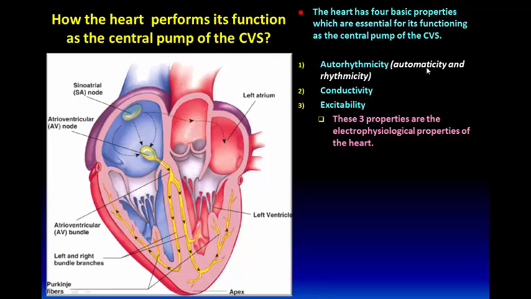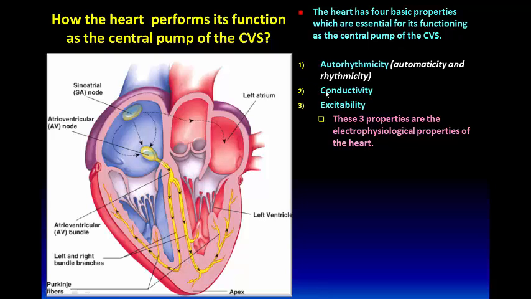And these cardiac impulses are generated in a regular rhythmical way, and this is what we call rhythmicity. Together, automaticity and rhythmicity are collectively referred to as autorhythmicity. Then the second physiological property is the ability of the heart to conduct these cardiac impulses to reach the contractile cells, the myocytes, in the walls of the atria and interatrial septum and the walls of the ventricles and interventricular septum to excite and stimulate them to contract.